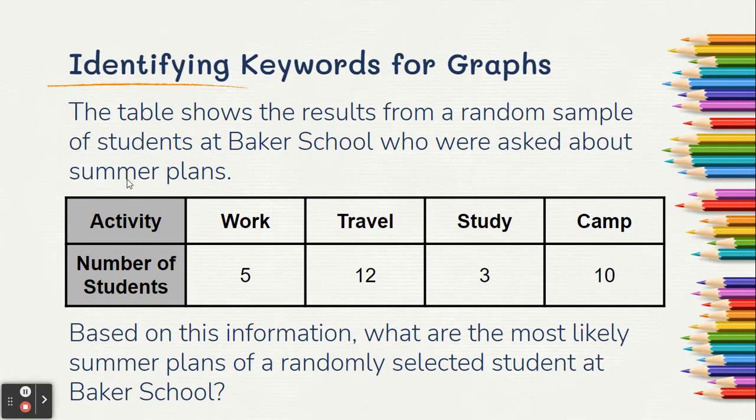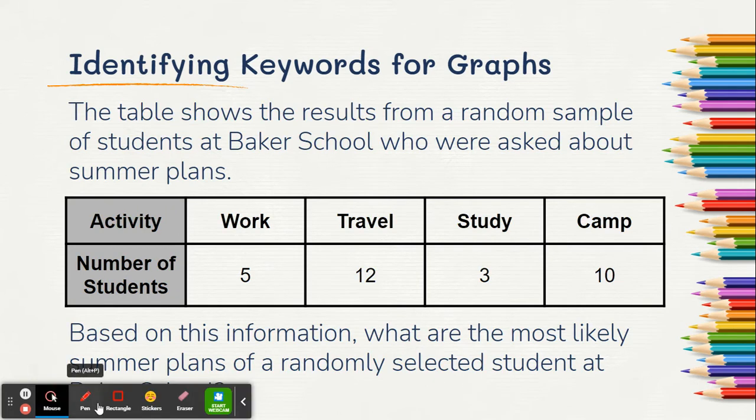Okay, so let's do a couple of examples. First, we need to read our question and answer choices. So this is just the question. The table shows the results from a random sample of students at Baker School who were asked about summer plans. And then here's the table. It has activity: work, travel, study, camp, and then the number of students, 5, 12, 3, and 10. Based on this information, what are the most likely summer plans of a randomly selected student at Baker School? We're not answering the question today. We're just going to be finding the keywords.